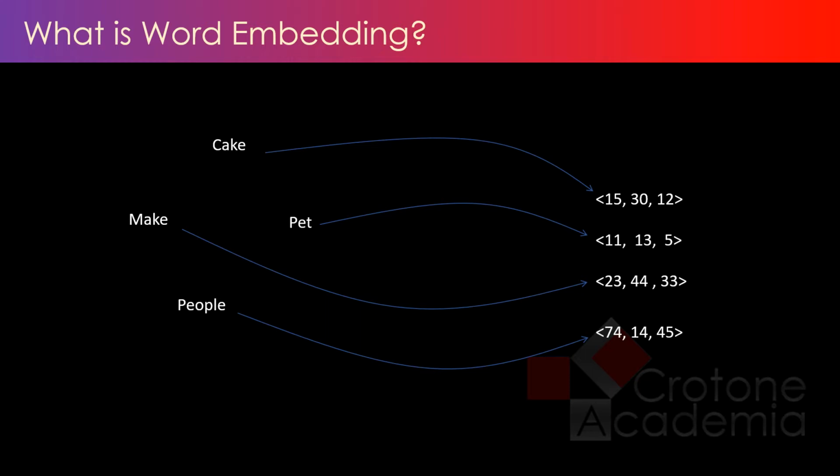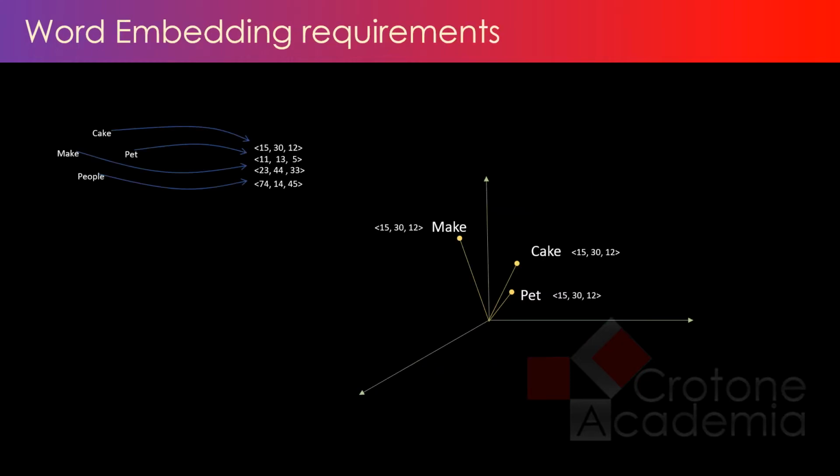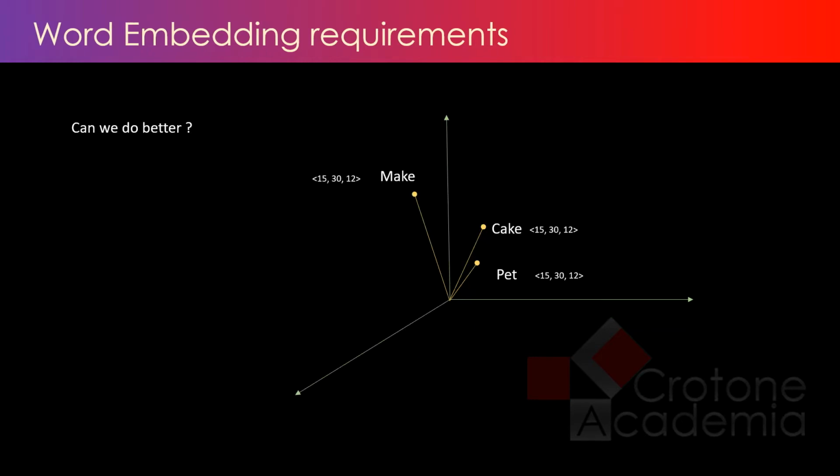Here we have assigned a set of random vectors of size 3 to a set of given words. As we have vectors of size 3, we can represent them in a three-dimensional space like this. Can we do better than just assigning random values?